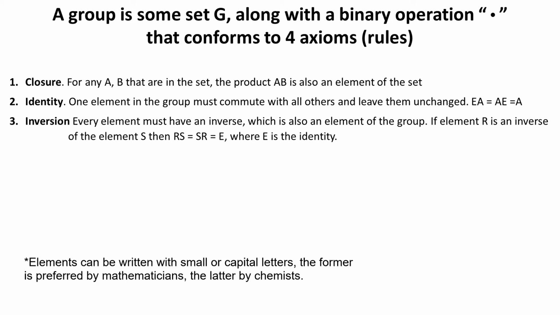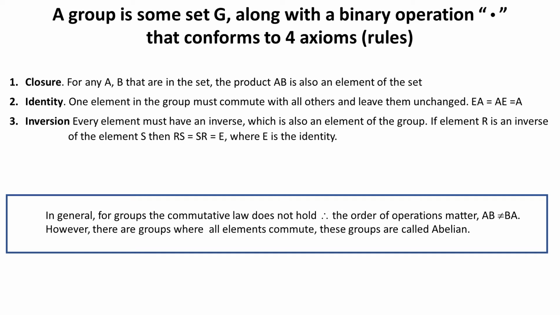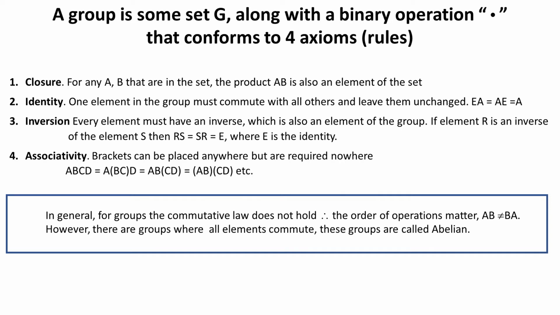If element R is an inverse of an element S, then please notice that S and R commute, that is, RS equals SR equals E, where E is the identity. However, do not expect that to be true for any pair of elements in a group. That is, if R is not an inverse of S, do not expect RS to be equal to SR. For the majority of groups, the commutative law does not hold. Having said that, there are groups where all elements commute, and these groups are called abelian. The last requirement is associativity. In other words, brackets can be placed anywhere but are required nowhere.